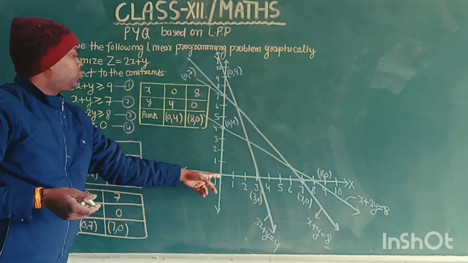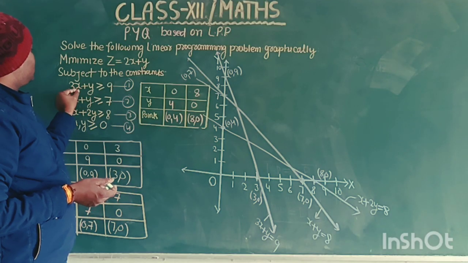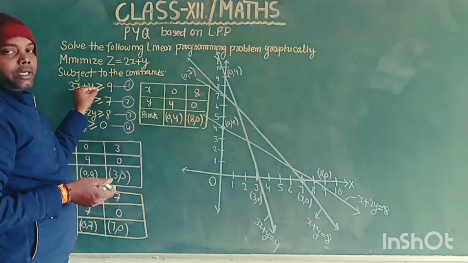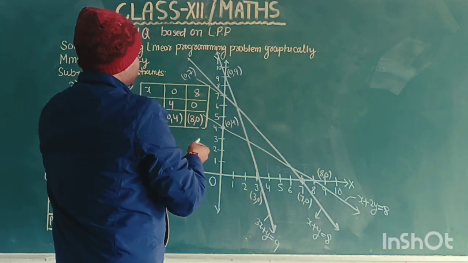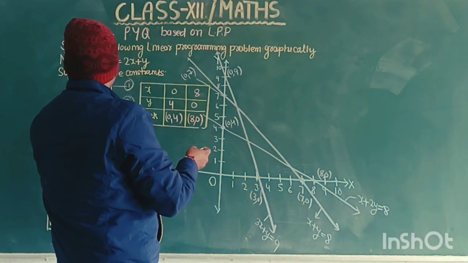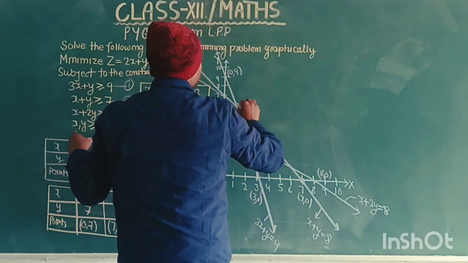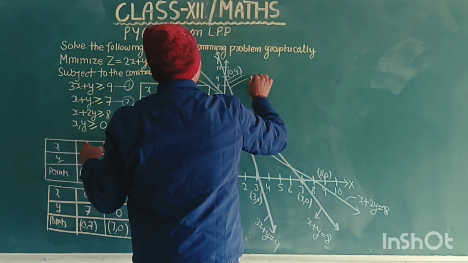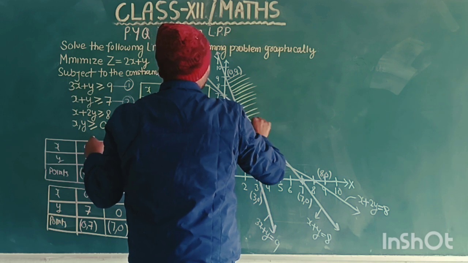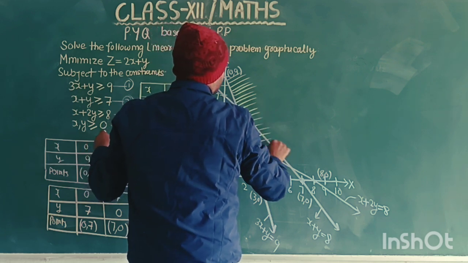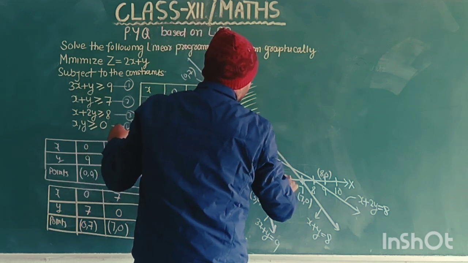Okay, putting 0, 0 in this equation, 0, 0 is not greater than or equal to 9. So the region of this line 3x plus y is just opposite to the origin. So this region will be considered for this line.